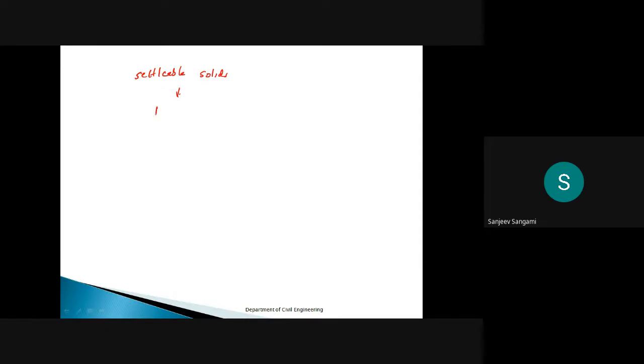Using the Imhoff cone test, we have to conduct the experiment. Under the influence of gravity, it is going to settle here, and it is measured with the help of ml per liter.